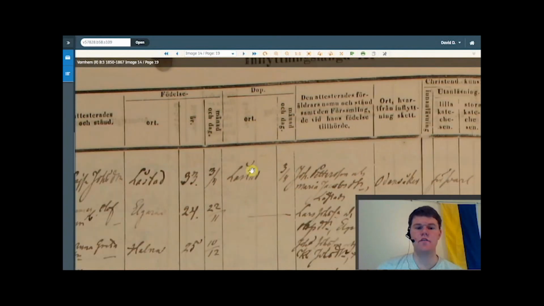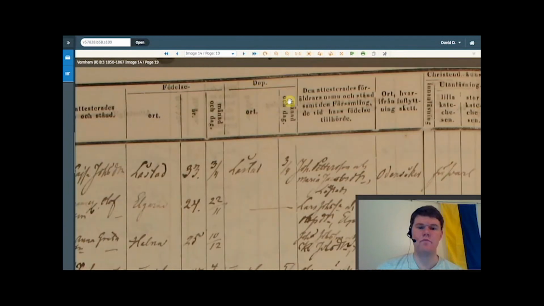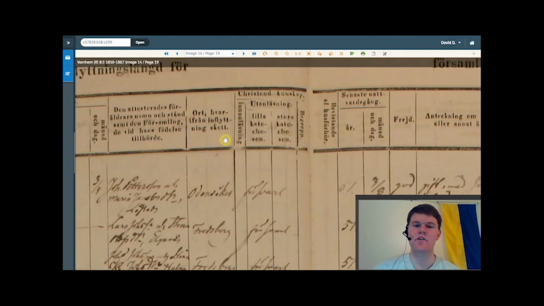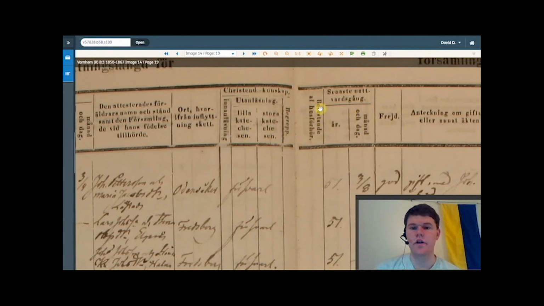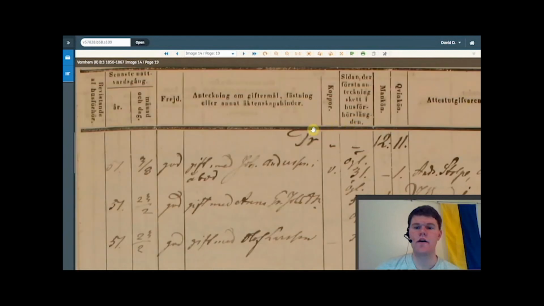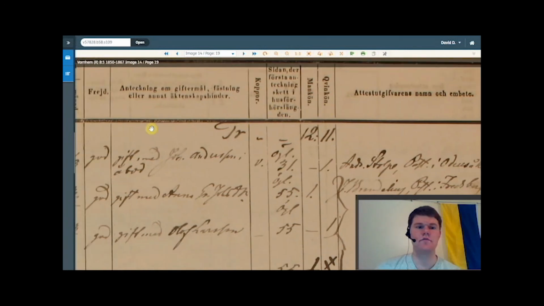Sometimes they'll have things in the baptism section, sometimes not. Sometimes they don't have that section. Here are some other things. Some are important, some are not as helpful. We have whether they're a man or lady, and different things.